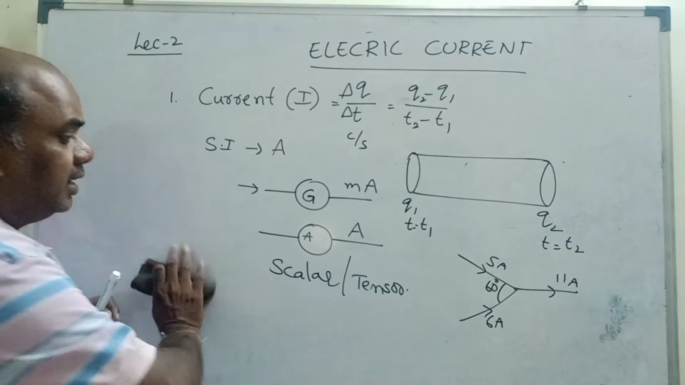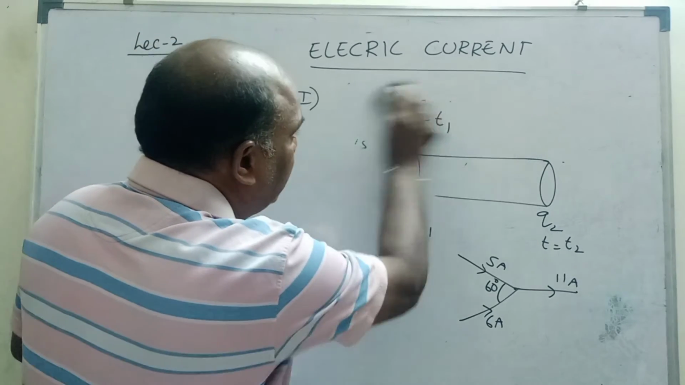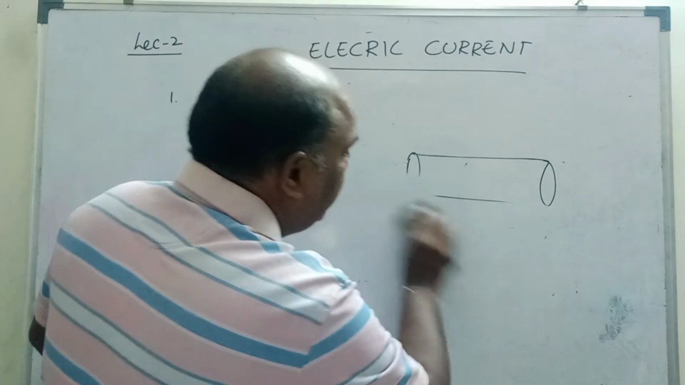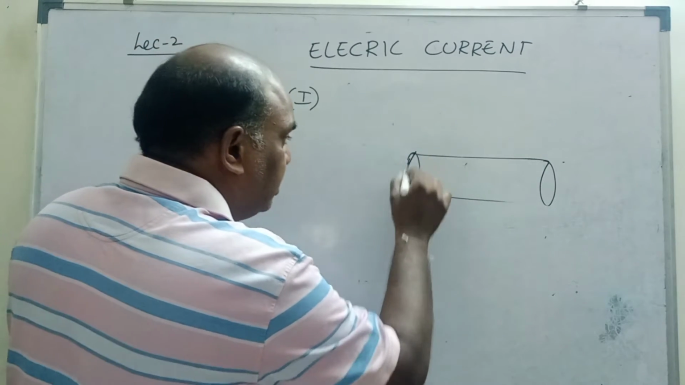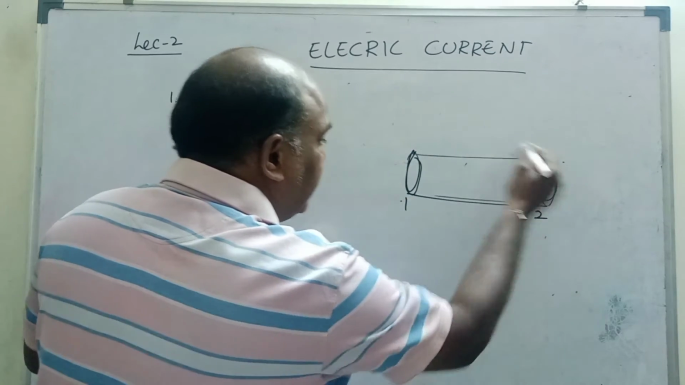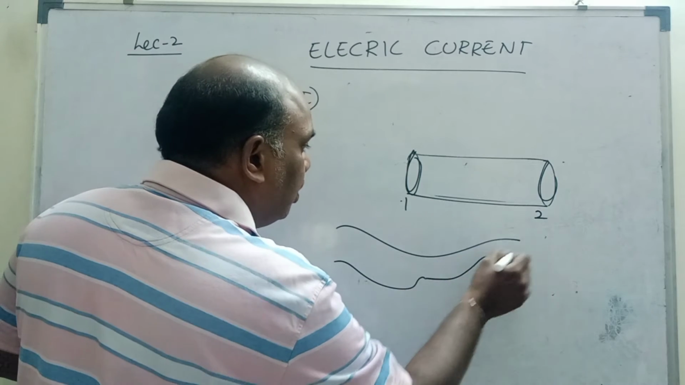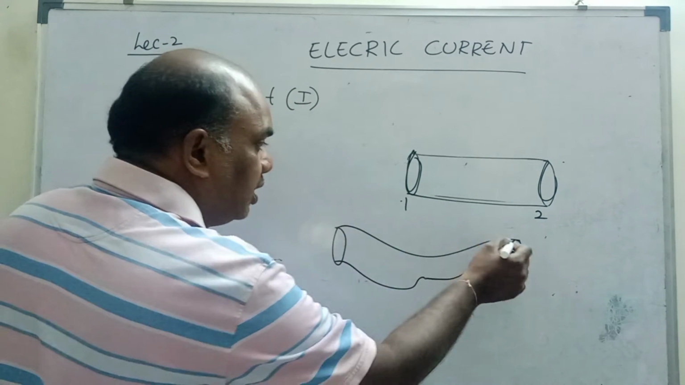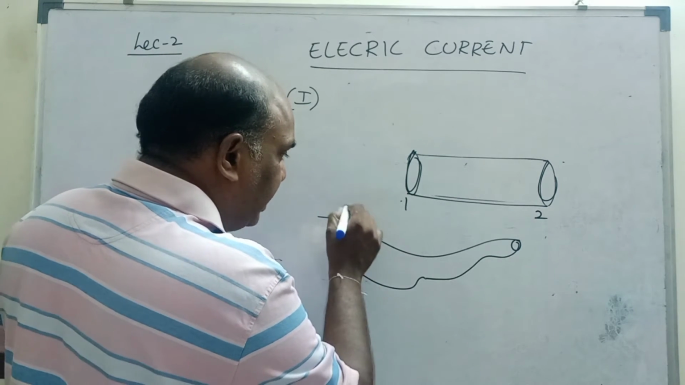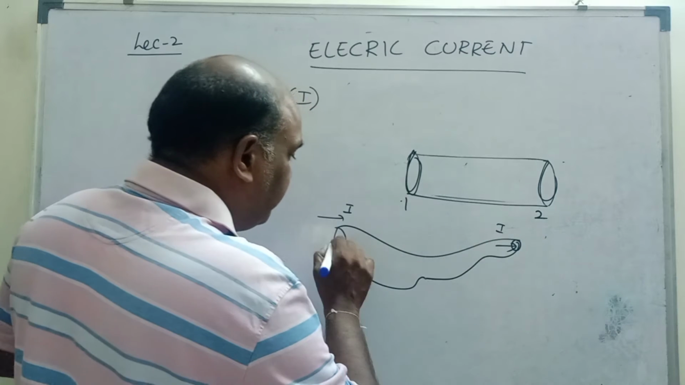Next, there is one more definition of current. All the time this dq by dt does not work out. Suppose it is a uniform conductor, then dq by dt is okay, because the current is uniform throughout the cross section. The area of cross section is the same at point 1 and point 2. Suppose the conductor is not uniform, like this. Here the area of cross section is more, here the area of cross section is less. Even if current I is going here and here, the same current does not flow. Here the current is different, here the current is different.